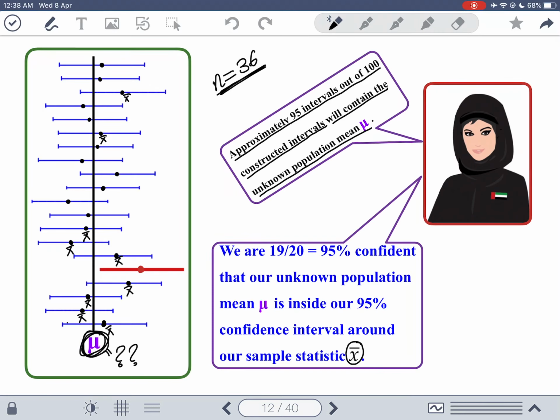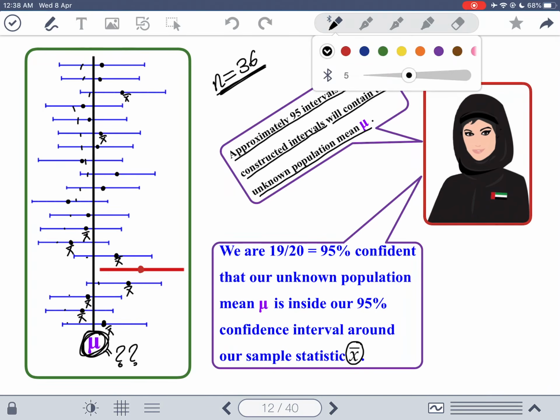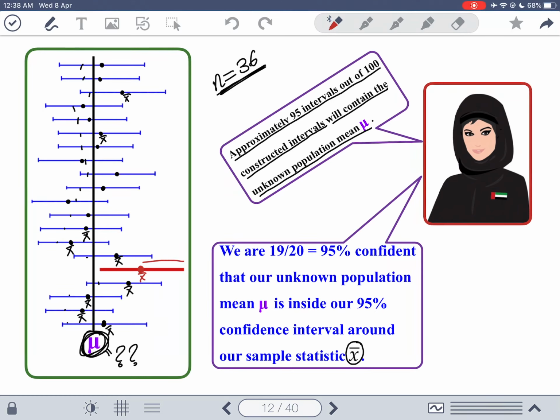Count. 1, 2, 3, 4, 5, 6, 7, 8, 9, 10, 11, 12, 13, 14, 15, 16, 17, 18, 19. And how many of them don't contain it? You could be not very lucky and your sample would be an unusual sample, so that the population mean is not inside it. See, here the population mean is inside 19 of the intervals, but there is one interval that it's not inside.